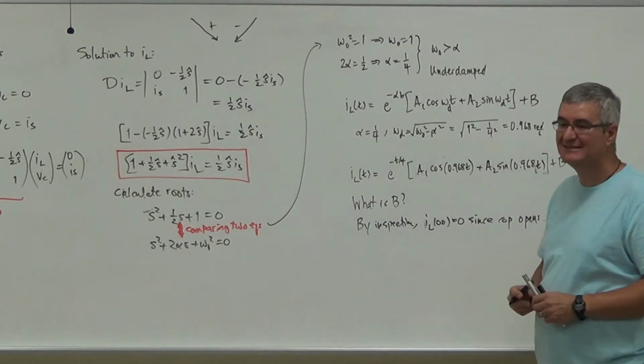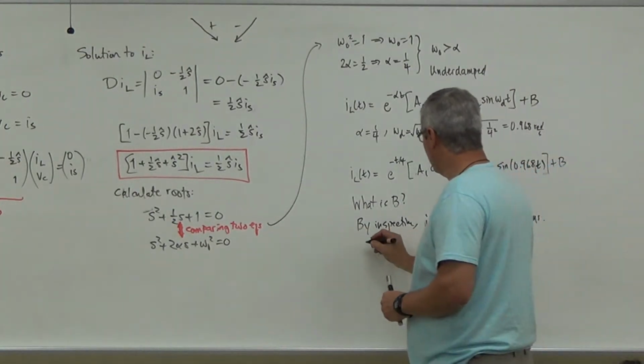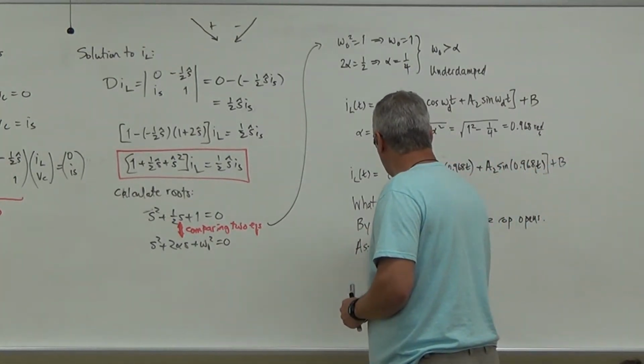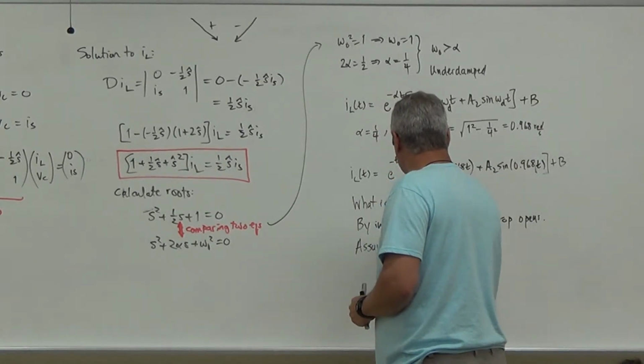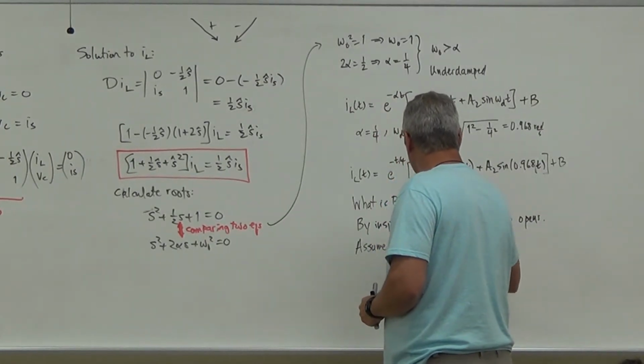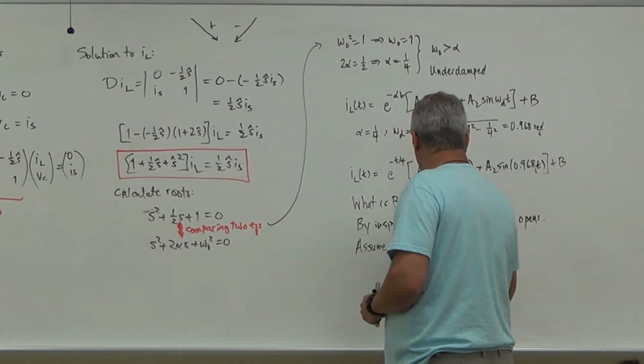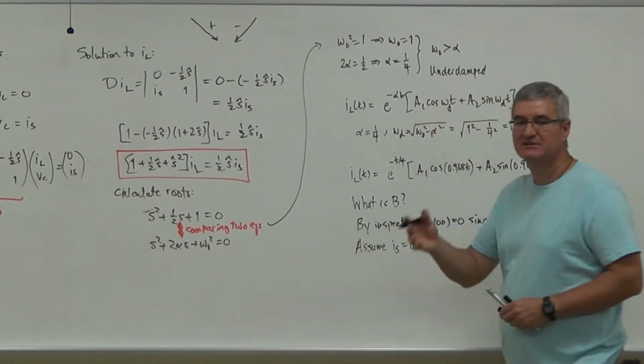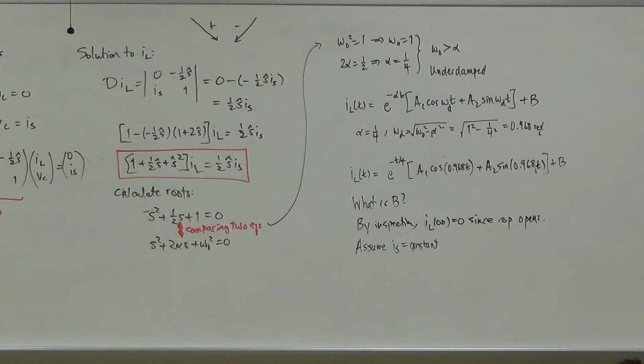Does our equation tell us that? So what we do here is that we assume IS, the source current, is a constant. Why is it a constant? Because I'm going to give you a constant. That's why. All sources are constant.